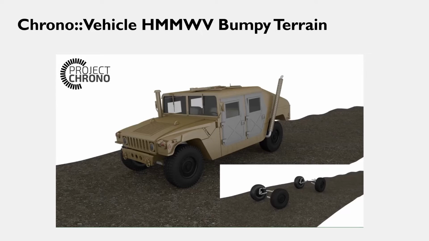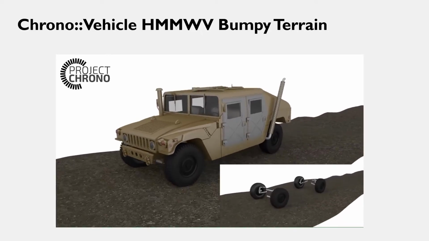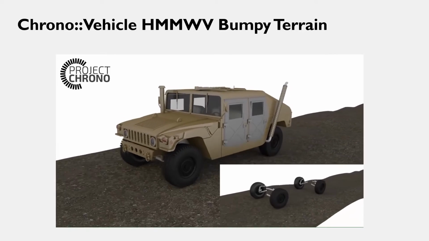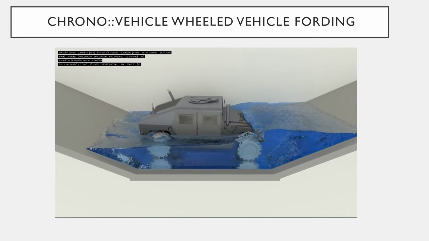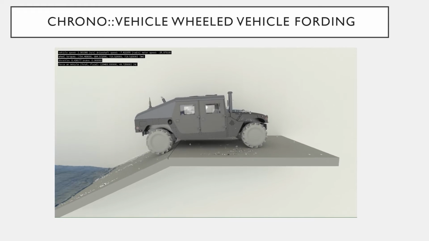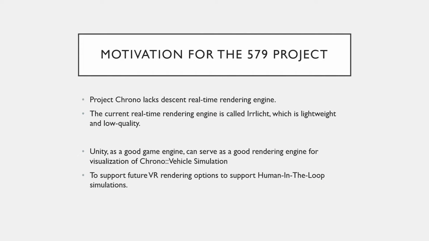So here is a past simulation of a Humvee model that we performed using the Chrono Vehicle module, and the suspension system is visualized on the right bottom corner. Here's a fording, also a Humvee vehicle, but this is basically a showcase that Project Chrono can simulate fluid. So this is water. It's a particle-based fluid simulation method. It's a continuum method.